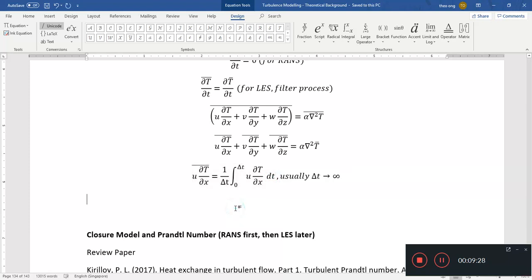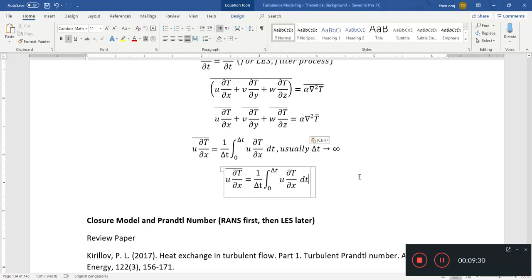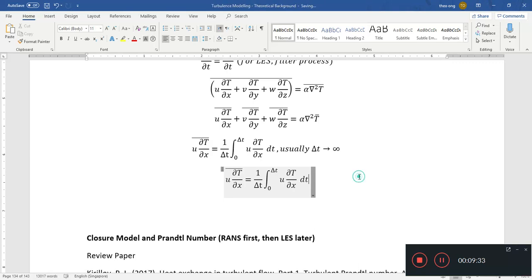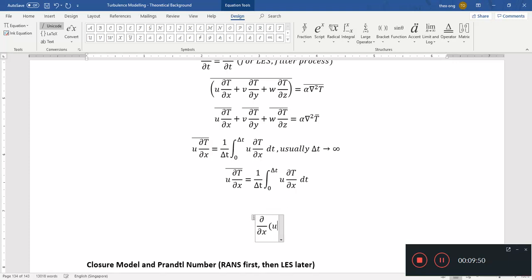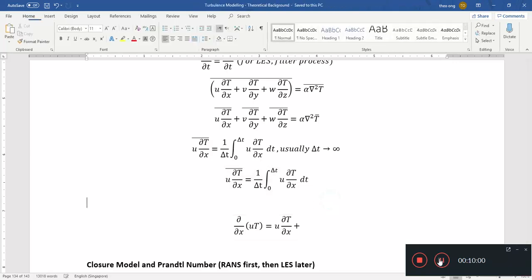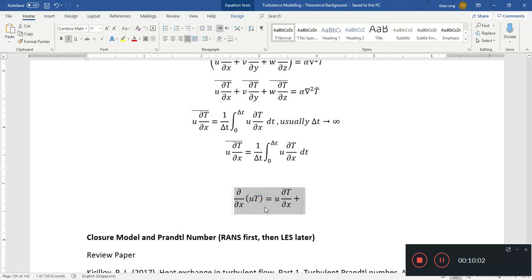So let's take that out for our purposes. So how do we integrate this thing? To do this we can consider the following. We have partial by partial x of u times t equals u partial t partial x plus, oops, sorry, my bad. I should not be doing this.